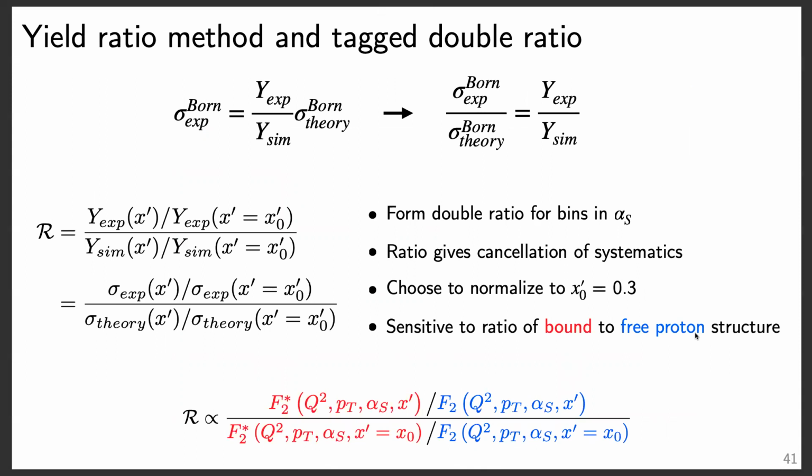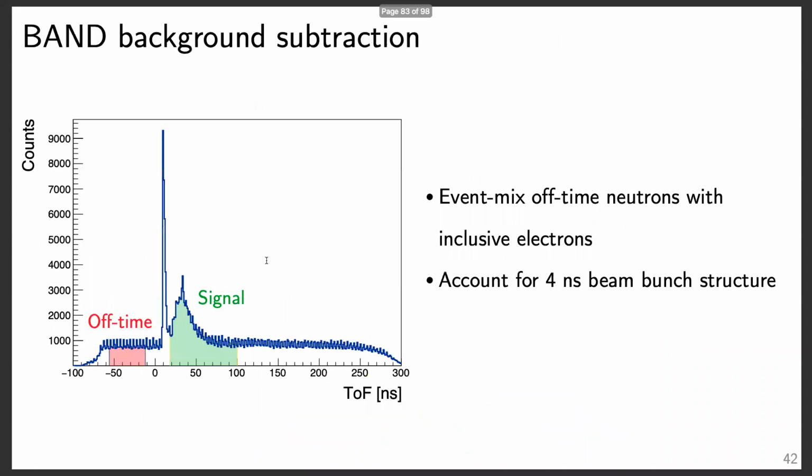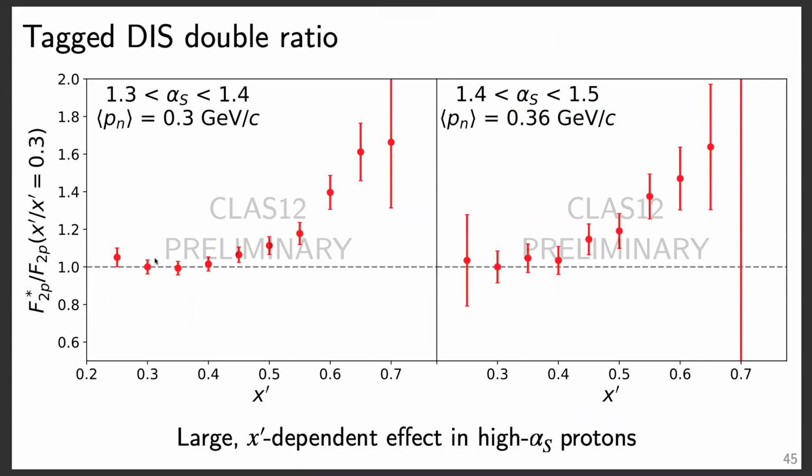So our measurement could actually be showing something that drops with alpha S, but because we're binning in alpha S and performing this double ratio, we're fixing the scale here. And the problem is, I don't really think that we understand our systematics well enough to try to do an absolute cross-section measurement that would be able to get the alpha S dependence.